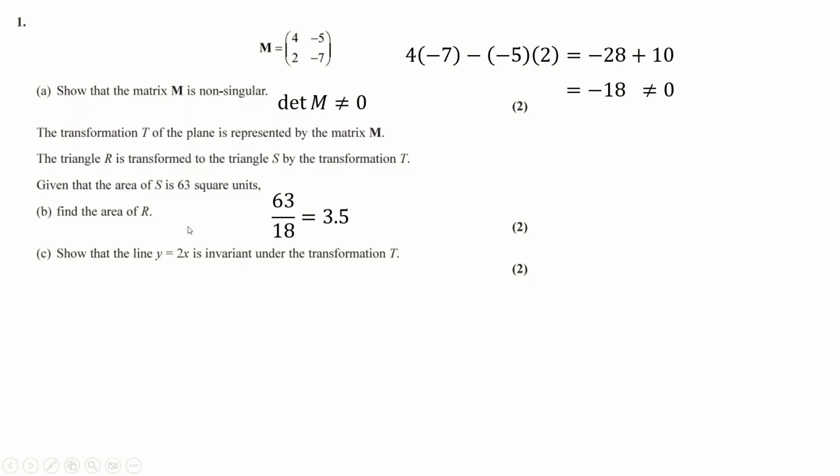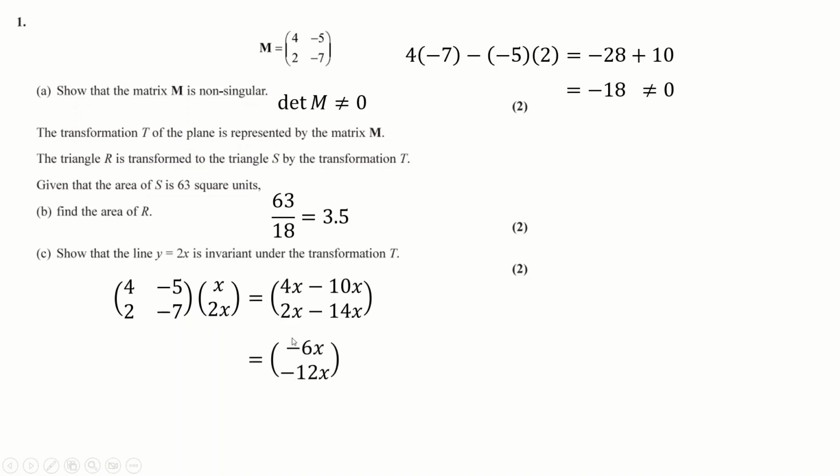So in other words, 3.5 times 18 would be 63, so therefore 63 over 18 gives me 3.5 as the original area. Good, and now show the line y equals 2x. So if we take this matrix here and multiply it by a coordinate, not xy, but x, 2x, because that's something that lies on y equals 2x, of course. What does that equal? Well, 4x minus 10x and then 2x minus 14x gives me this. And if I just factorize out a minus 6 from here, then we can see that this is still on the line y equals 2x. And so anything on the line with this transformation stays on the line and therefore is invariant.